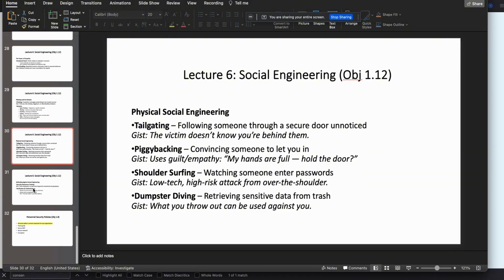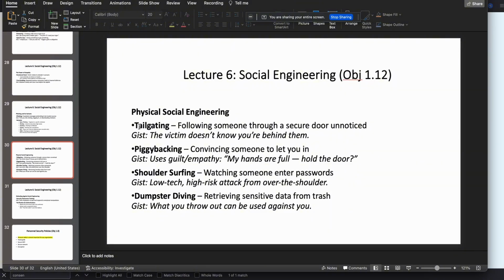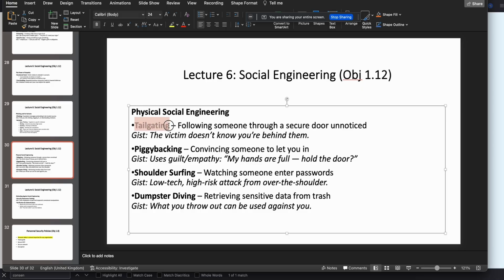Okay, tailgating. So we have only 2 more slides, no worry. So we have tailgating. What is tailgating? Any idea? Okay. Tailgating is following someone through a secure door unnoticed.